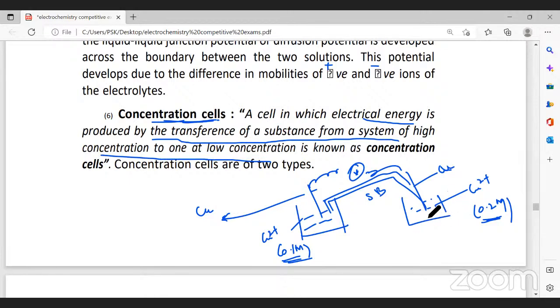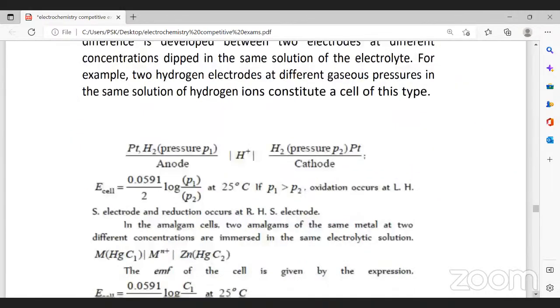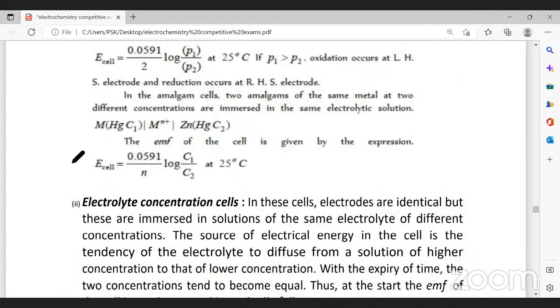So cathode will have more concentration than what? Anode. This is called a concentration cell. We will learn concentration cell. See, this formula you should remember. This is called the Nernst equation. I didn't teach you the Nernst equation, I will teach you. We spoke about the electrolytes. We'll have to learn with what?